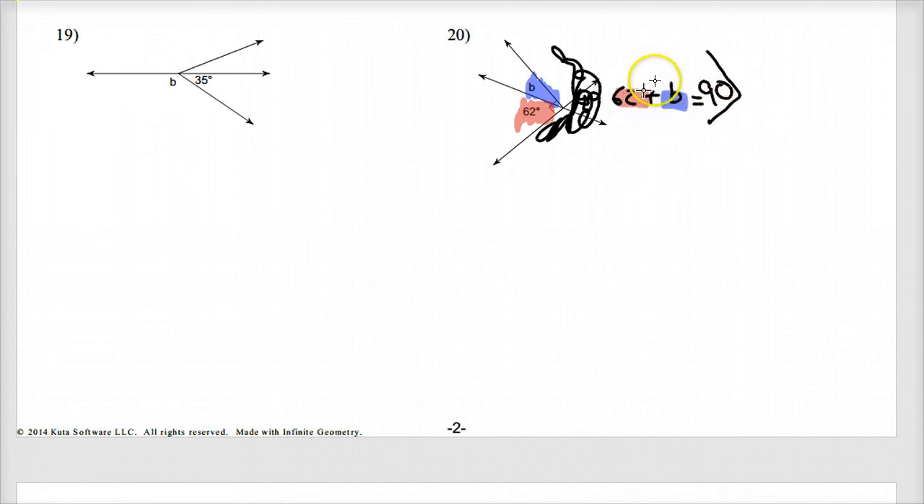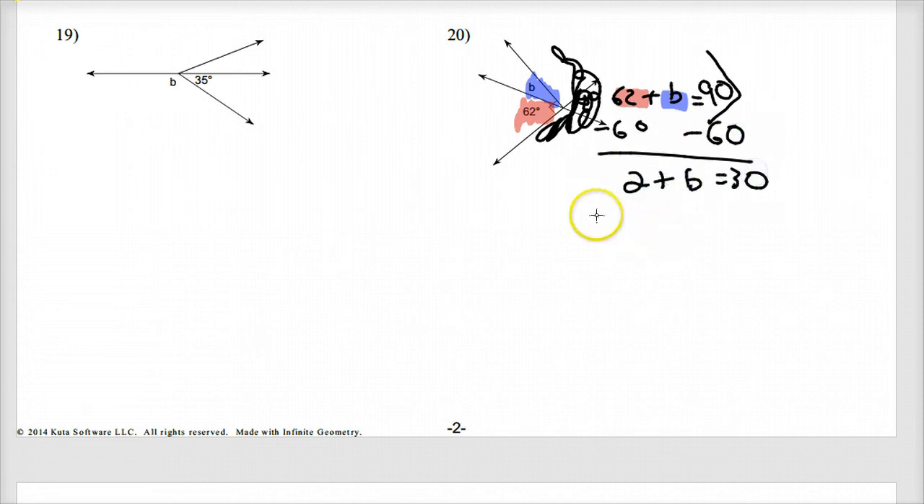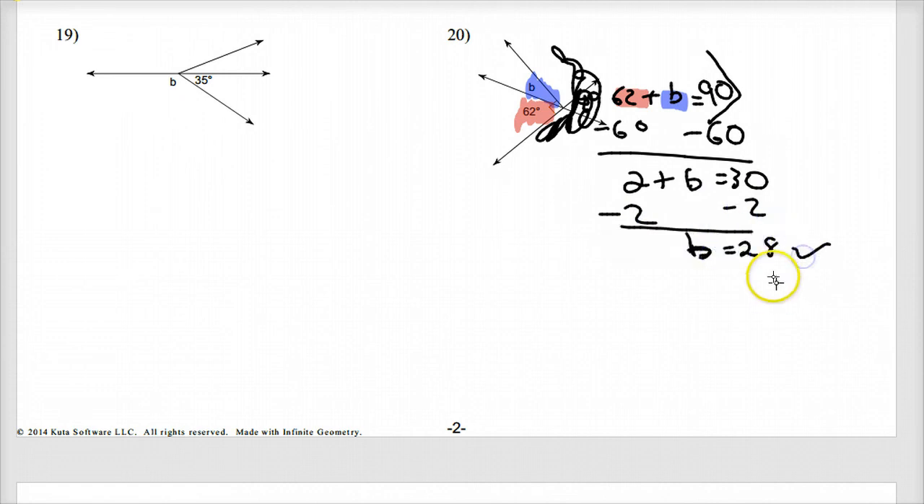So I could work my way backwards. I'm going to do that same thing I did before. I'm going to this time subtract 60. Then I got 2 plus B equals 30. Then subtract 2, and I got B equals 28. Awesome. Piece of cake. All right, so I'm going to call it, that's the first video.